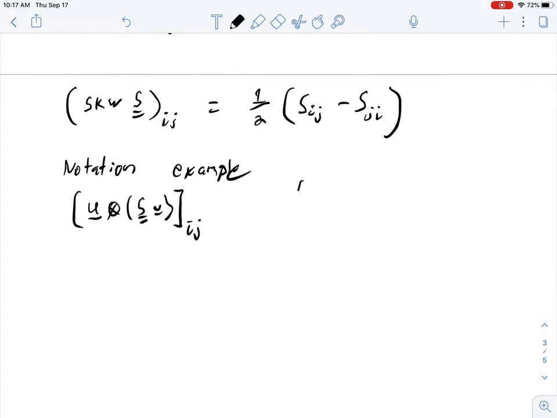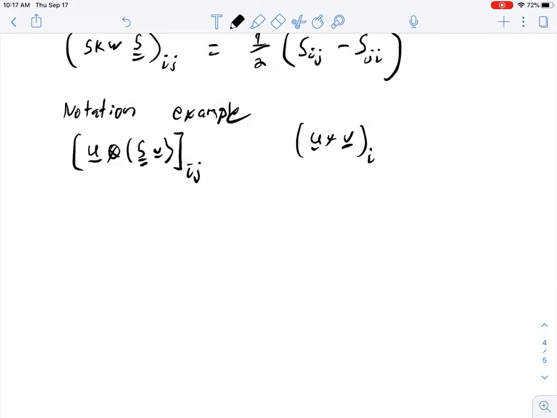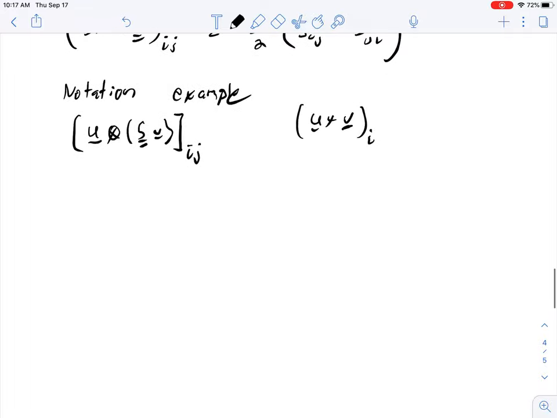Or we could look at u cross v. We'll talk about the cross product in a second, but that'll be a vector. You look at the ith component of it. All right, so having talked about the cross product there, let's introduce the vector cross product, since we skipped it during the vector part of things, on account of I said that it fits more nicely in with skew symmetric tensors, and we'll show why in a second.